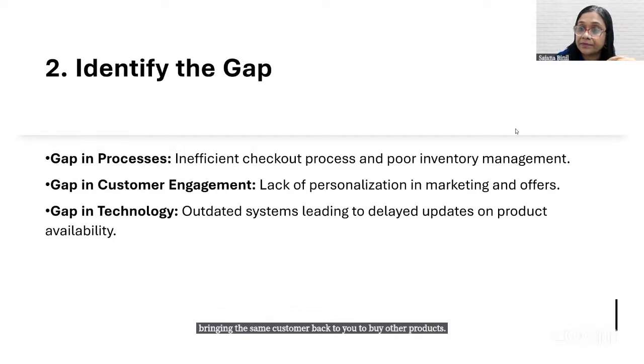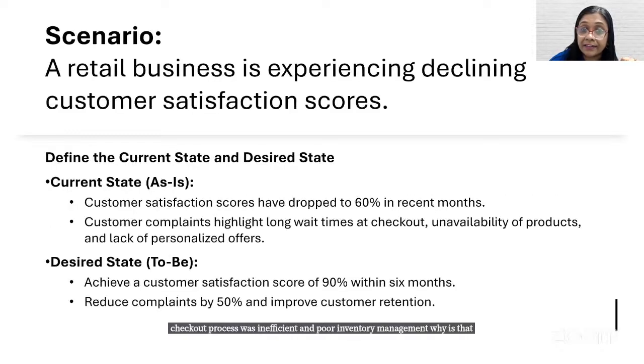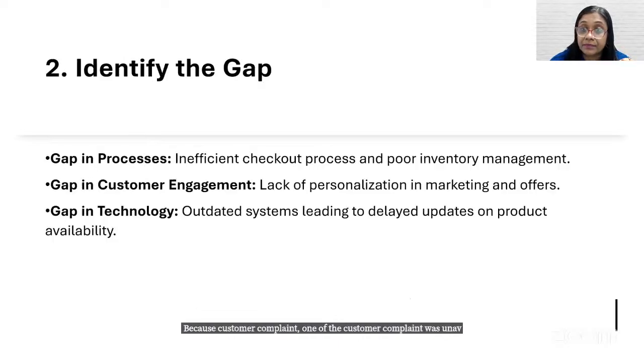Identify the gap. Inefficient checkout process and poor inventory management. This was one of the gaps in their business process. Checkout process was inefficient, and poor inventory management. Why is that identified as a gap? Because one of the customer complaints was unavailability of products. Poor inventory management, that they definitely have.